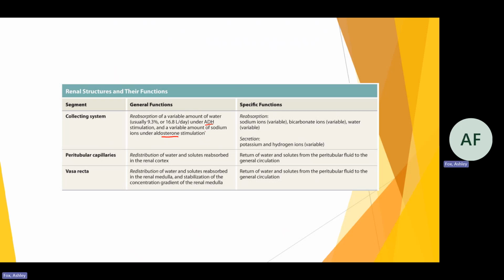The peritubular capillaries are going to absorb anything that's being reabsorbed. So if it's taken back inside the body by the kidneys, the peritubular capillaries are going to pick it up and return it to circulation. So this is just where the return system is. And vasa recta is the same thing. Anything that's being reabsorbed by the nephron loop is going to be returned to general circulation.